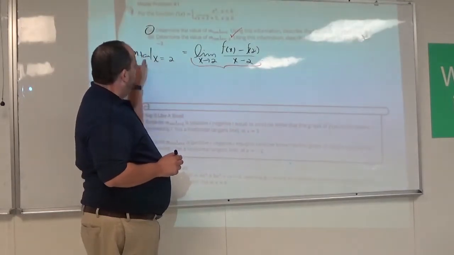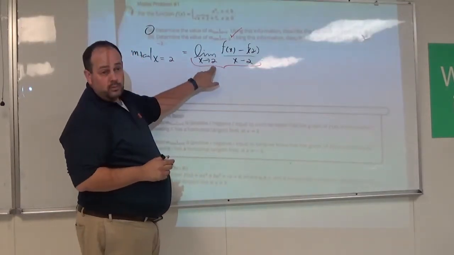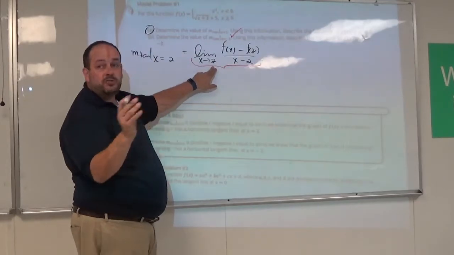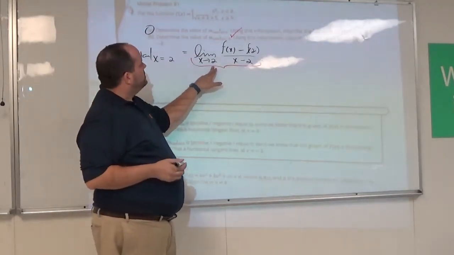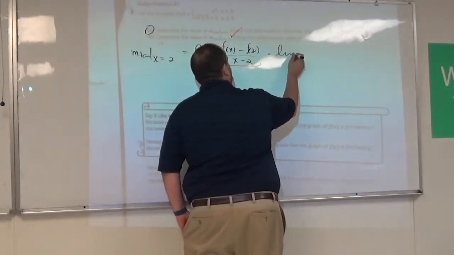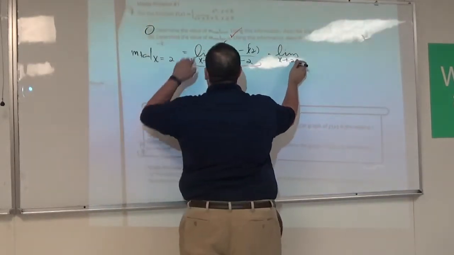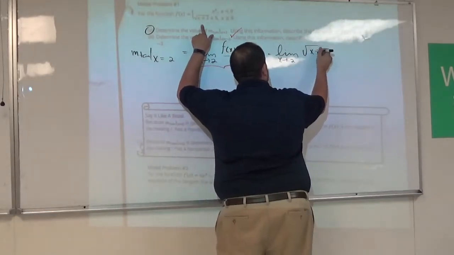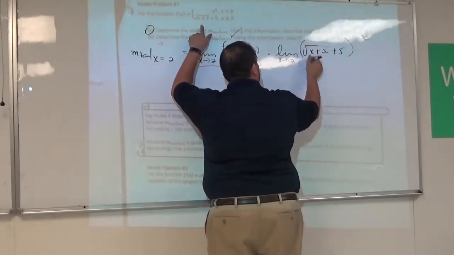Well, I want to be careful. We're finding the slope of the tangent line at 2. The x values are supposed to get close to 2, which means we're going to be greater than or equal to 0. Eric, you with me? You look like you're having really deep thoughts back there. Square root of x plus 2, plus 5 is f of x.